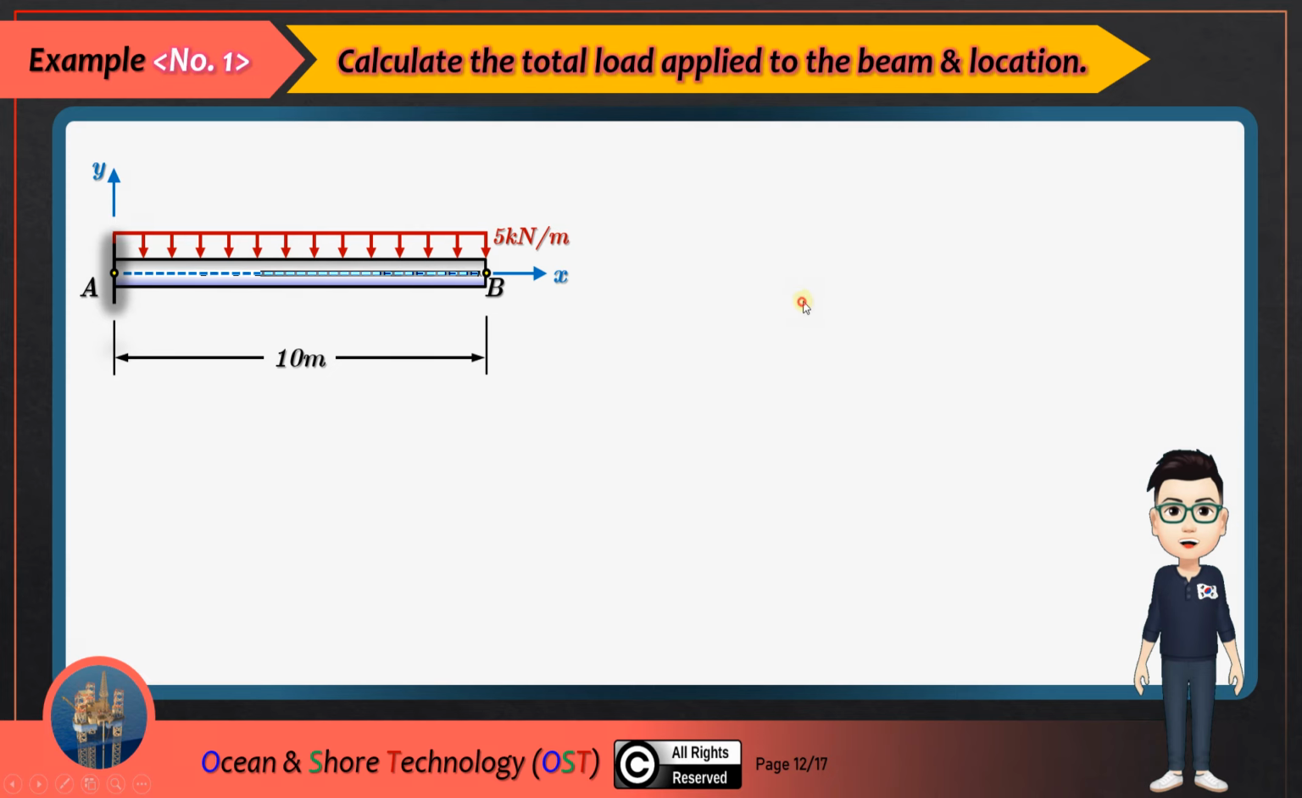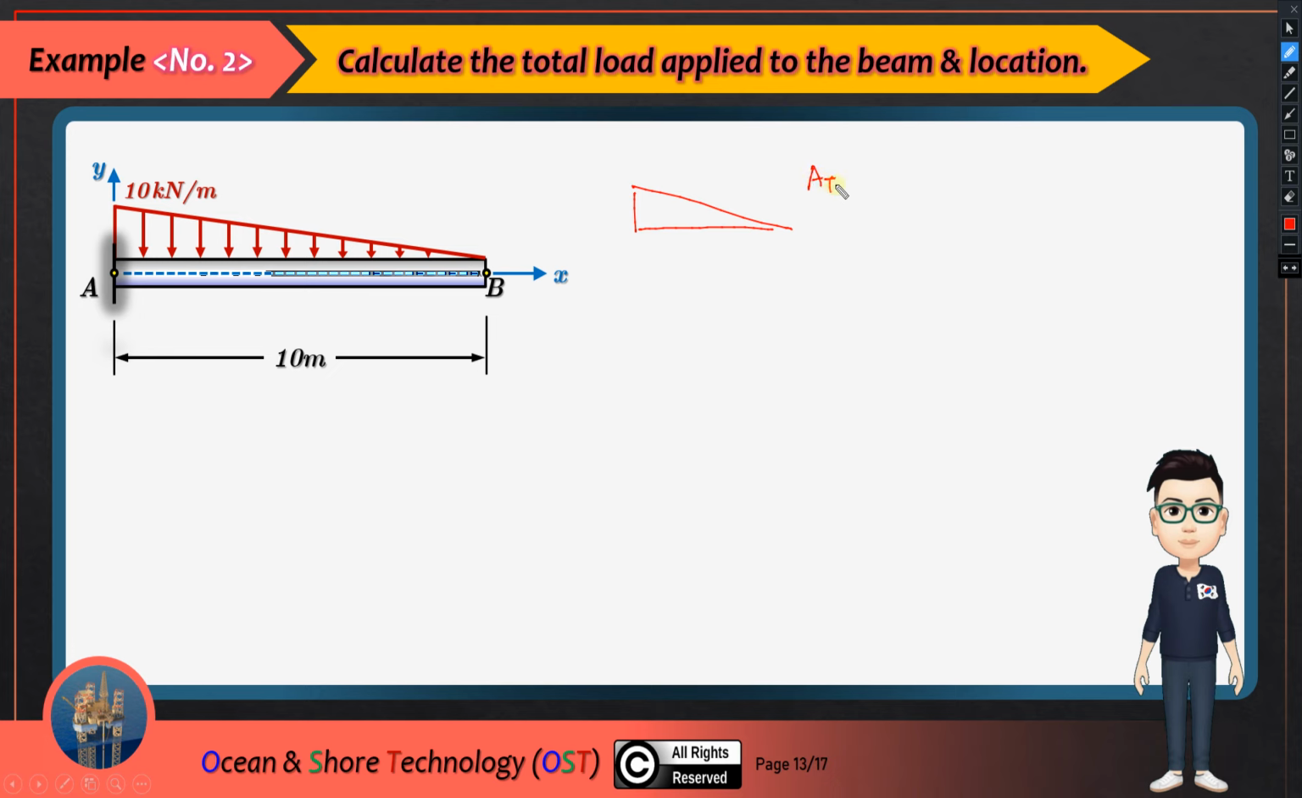So example number 2 is like here, a distributed load, but this is actually a triangular shape. In this case, let's calculate the total load, which is exactly the same as the total area. This is 10, and this is 10 kilonewton per meter. So this is 1/2 times B, which is 10, and height, which is 10, so that we can get 50 kilonewton. This is the same as the previous example, and this is the total load.